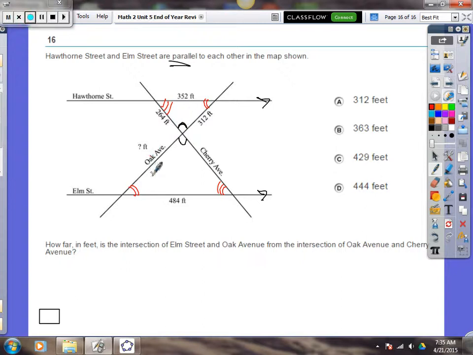So now let's figure out Oak Avenue. Let's set up a proportion. Let's compare this little triangle on top, and there's kind of a bigger triangle on bottom. Let's compare the little to the big. So let's put 352 on top, and on bottom that corresponds with this piece right here, 484. So the big triangle goes on bottom.